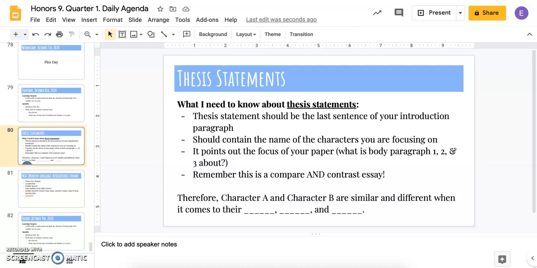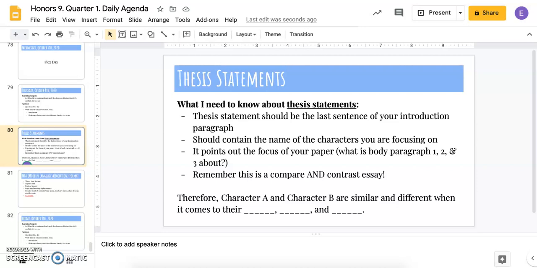So, thesis statement. You have one thesis statement for your paper. It is a way to tell us exactly what your paper entails. Your thesis statement should be the very last sentence of your introduction paragraph. It should contain the names of the characters that you are focusing in on, because after all, you are comparing two characters in this essay. And it should point out the focus of your paper. So what is the main focus of your body paragraph 1, 2, and 3?